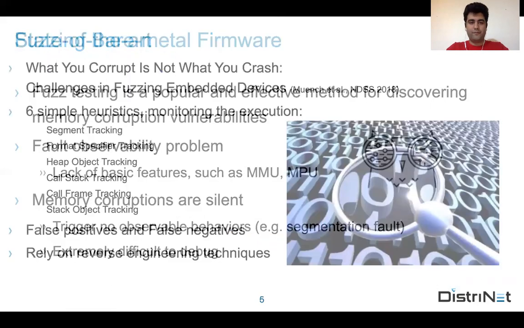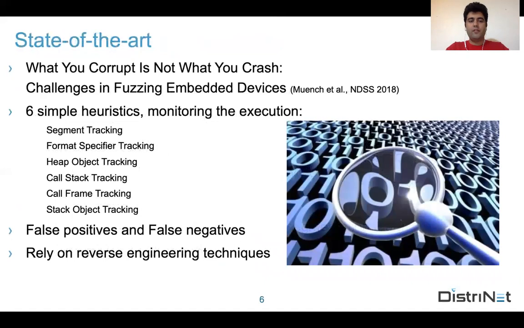As a solution, the state of the art is a paper published in NDSS 2018 entitled "What You Corrupt is Not What You Crash: Challenges in Fuzzing Embedded Devices." The authors propose 6 symbol heuristics to monitor the execution of the firmware, including segment tracking, format specifier tracking, heap object tracking, and so on. But the problem is that the results show this method has some false positives and false negatives. And also the information required for these heuristics relies on some reverse engineering techniques.